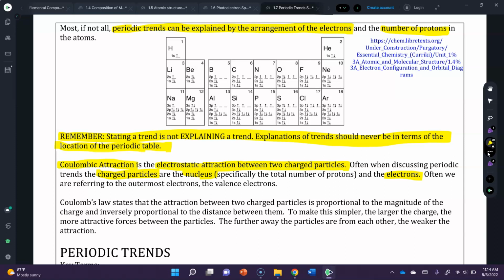So Coulomb's law states that the attraction between two charged particles is proportional to the magnitude of the charge and inversely proportional to the distance between them. We have stated this before in previous sections, but we're going to keep reiterating it because this is a very key point. Make sure you understand this, okay? To make this simpler, the larger the charge, the more attractive force between the particles. The further away the particles are from each other, that force then becomes weaker.